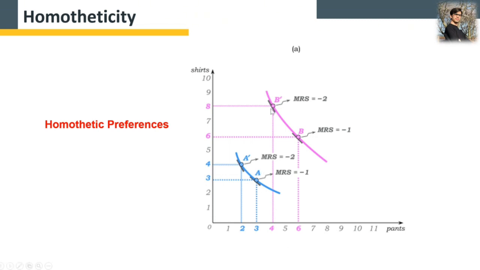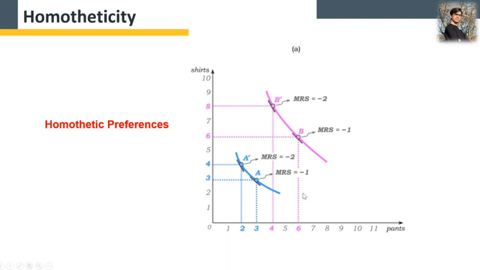In terms of the graph or visualization, as we see here, for example, we have two indifference curves, the blue one and another color. If we have the first indifference curve, A prime and A are indifferent because they are located exactly on the same indifference curve.